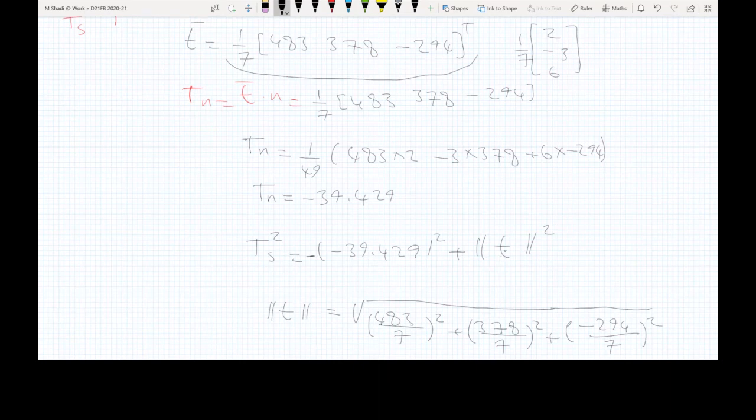Now, because this is squared, you can get rid of the square root in there. You don't have to include that. And you subtract the square of this number. You have the square of Ts. Once you have the square of Ts, you can find the shear component. So you can take the square root of that and you get Ts. All right. Can someone give me Ts?